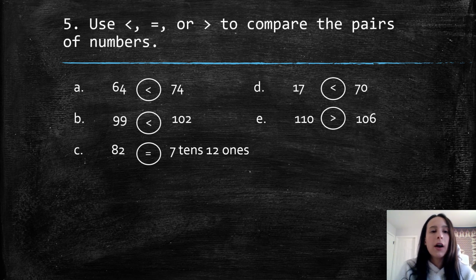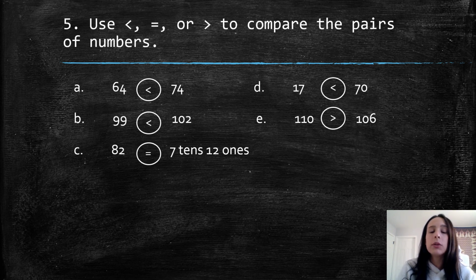All right, for number 5, letter A, 64 is less than 74. Remember, it eats the bigger number. So it's eating 74. Letter B, 99 is less than 102. Again, it's eating the bigger number.